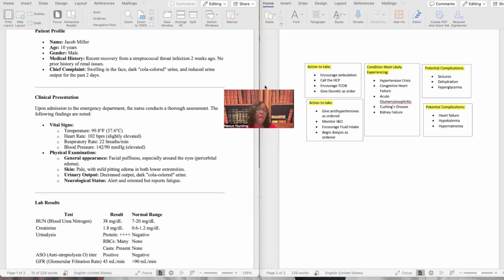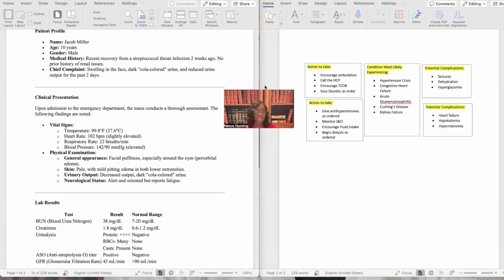So let's go. Jacob Miller, 10-year-old male, recent recovery from strep throat infection 2 weeks ago, no prior history of renal issues. Chief complaint: swelling in the face, dark cola-colored urine, and reduced urine output for the past 2 days. Clinical presentation: upon admission to the emergency department, the nurse conducts a thorough assessment. The following findings are noted.